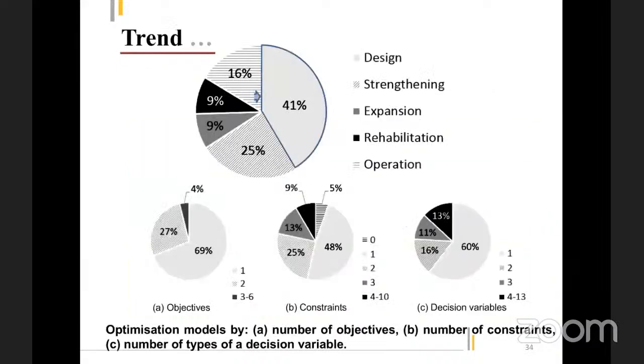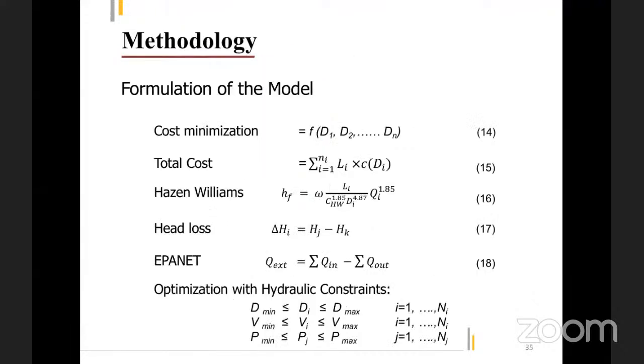More than 40% of the design optimization articles were a key input for other related studies like operation, expansion, rehabilitation, etc. Out of which about 50% of the articles consider single constraints. 60% of the articles use only one decision variable, and about 70% of these design articles were based on single objective optimization. I also followed the same trend to compare this analysis by developing a simulation optimization model for a single objective, that is network cost. It is done by choosing pipe sizes as a decision variable, followed by hydraulic constraints like velocity, pressures, etc.